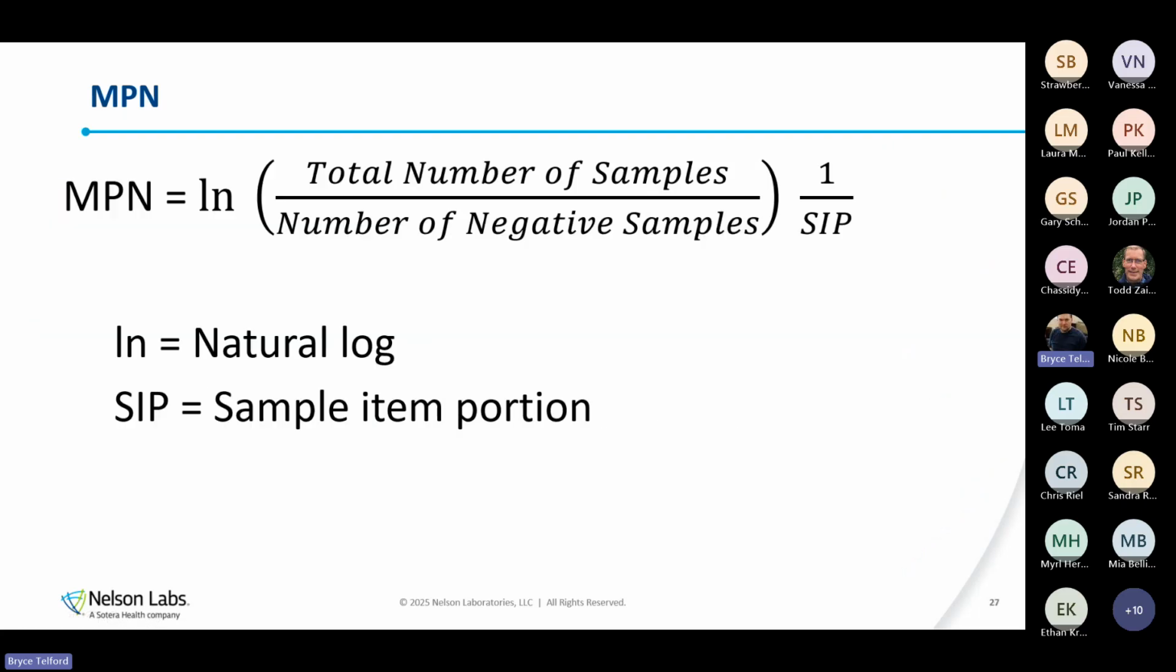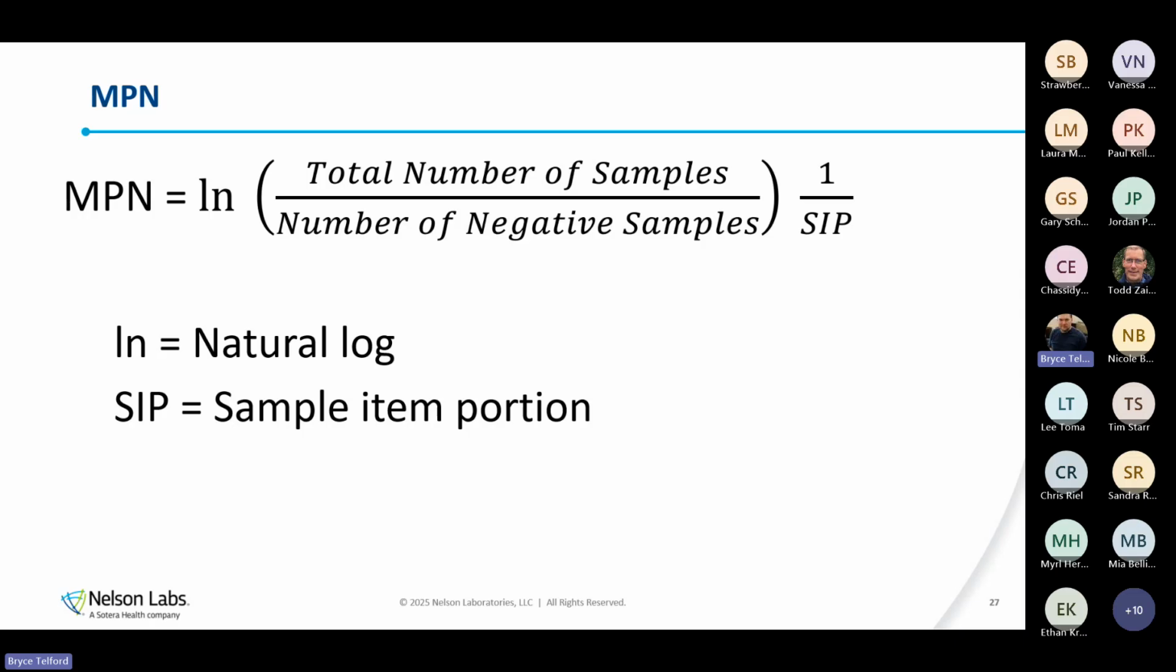So the formula for the MPN test, and I will point out the formula in the ISO 11737-1 2018 standard is wrong. There is an amendment where it is correct. This is the correct formula for MPN testing. What we do is take the natural log of the number of samples tested, divide that by the number that are negative for growth. If all are negative, we'll assume one positive in order to make the math work. And then we multiply that by the sample item portion if applicable.